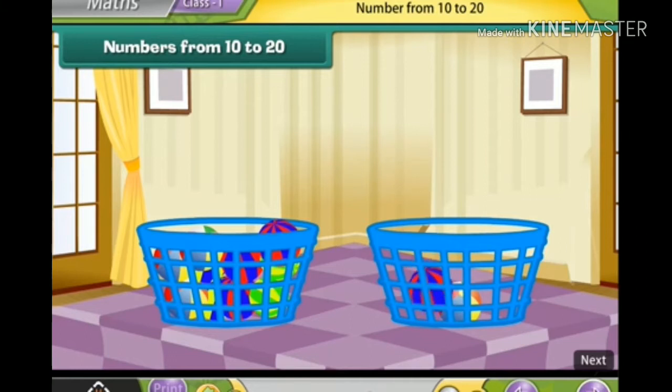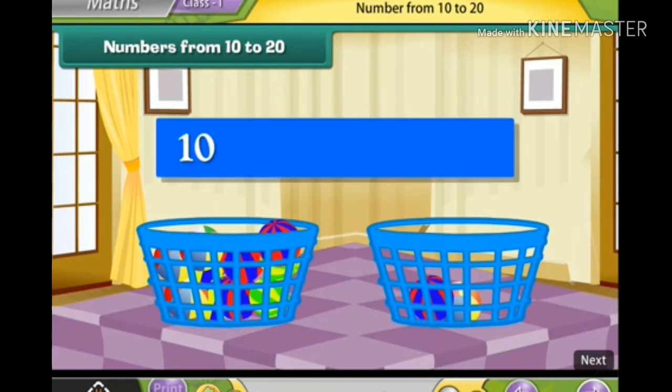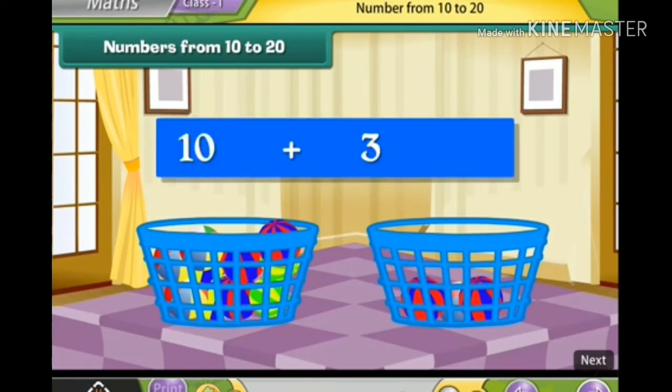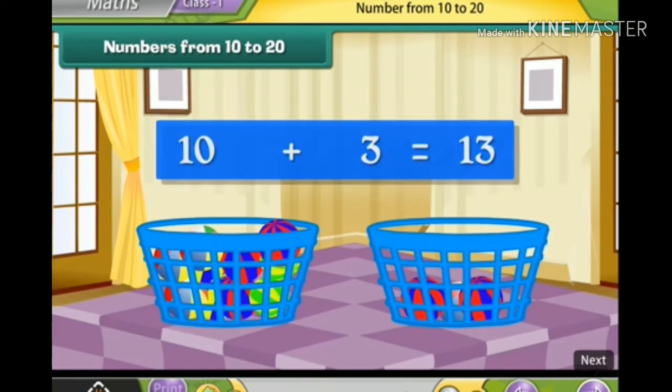Drop one more ball into the second bucket. We now have a group of 10 balls and 2 balls. Group of 10 plus 2 makes 12. Drop one more ball into the second bucket. Group of 10 plus 3 makes 13.